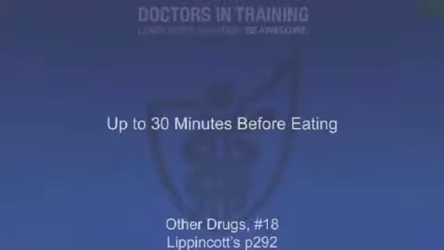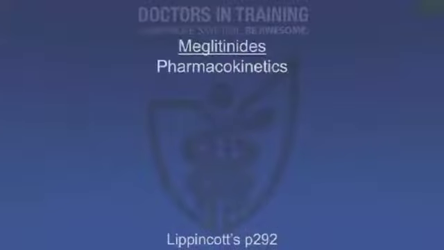This is only used, again, for type 2 diabetes because, like the sulfonylureas, it requires a functioning beta cell. These have a very fast onset and a very short duration of action. So you have to take them right before you eat, and you can take it about 30 minutes before you eat. As far as pharmacokinetics, these are oral drugs. They're metabolized to inactive products by the liver and then excreted in the bile. So you don't have to worry about renal function with this one.